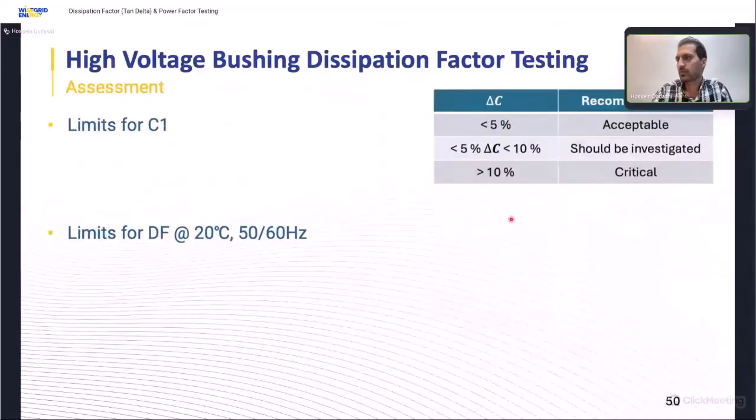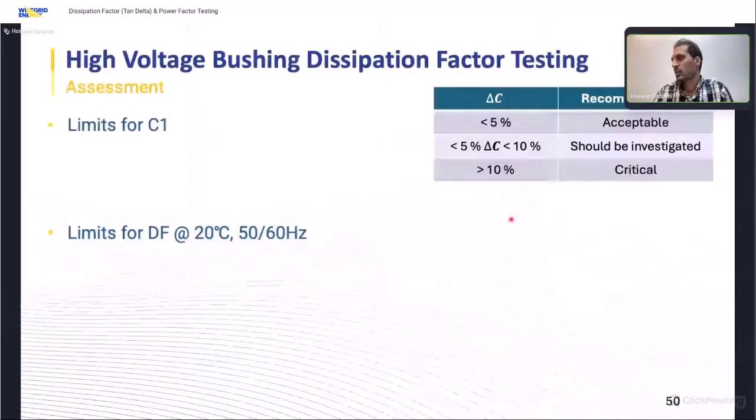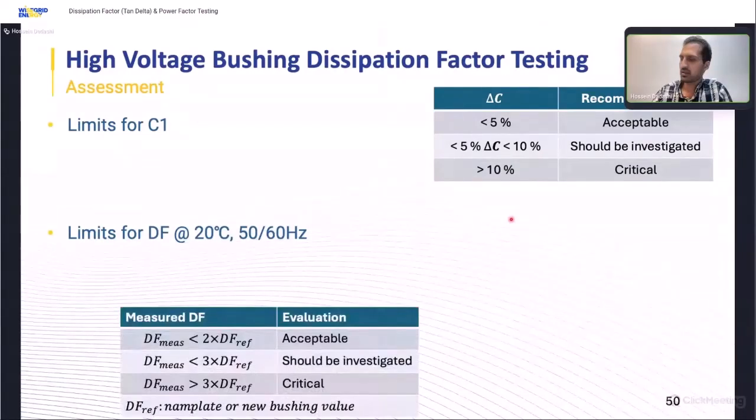For assessment, firstly, let's check values for capacitance, because it's really important for high voltage bushings. The rate of change, if it's lower than 5%, is acceptable. Between 5 and 10%, we should investigate the problem, and if the capacitance change is higher than 10%, it's critical. These are for C1. For C2, we don't have any special absolute limits in IEC or IEEE standards. We should check the manufacturer's recommendation for C2.